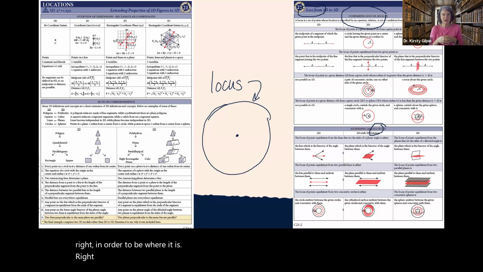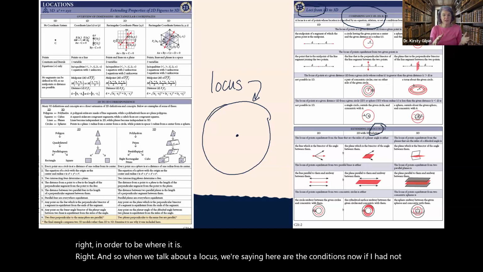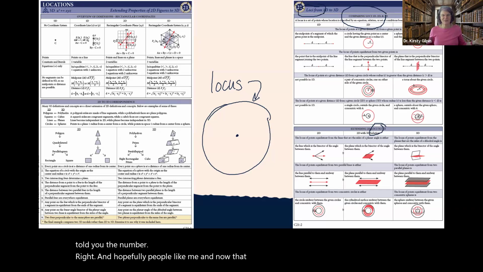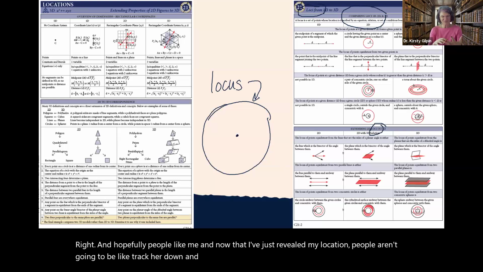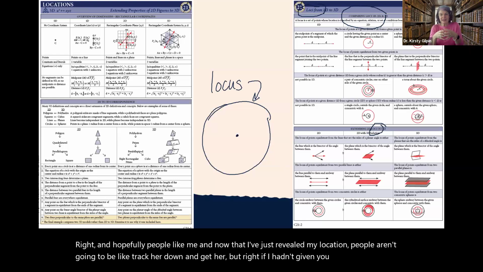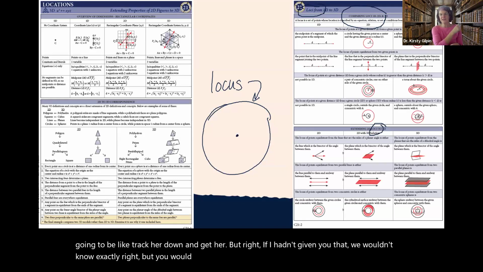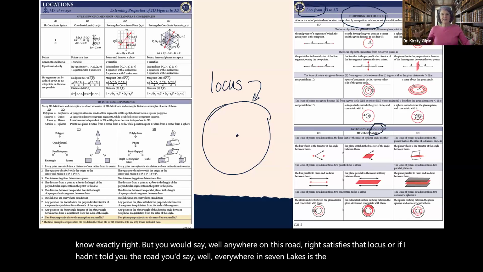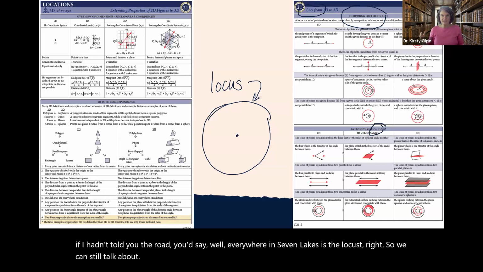Right. And so when we talk about a locus, we're saying here are the conditions. Now, if I had not told you the number, and hopefully people like me, and now that I've just revealed my location, people aren't going to track her down. But if I hadn't given you that, you wouldn't know exactly, right? But you would say, well, anywhere on this road satisfies that locus. Or if I hadn't told you the road, you'd say, well, everywhere in Seven Lakes is the locus. So we can still talk about a locus in terms of our human space.